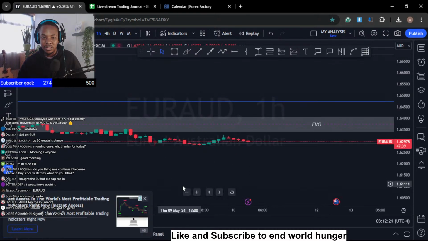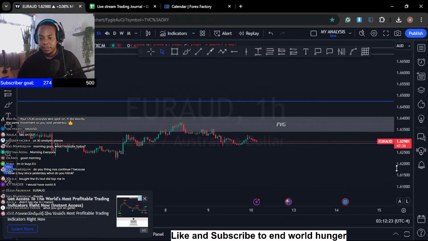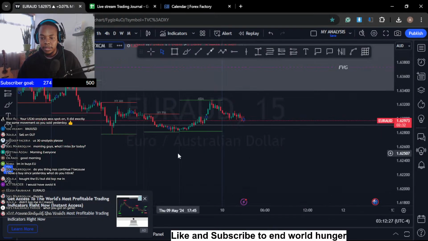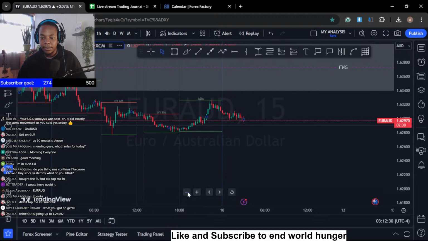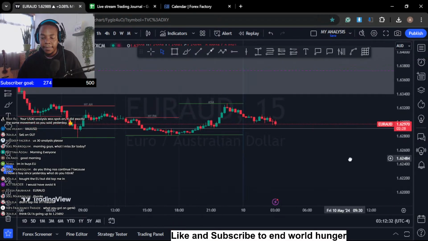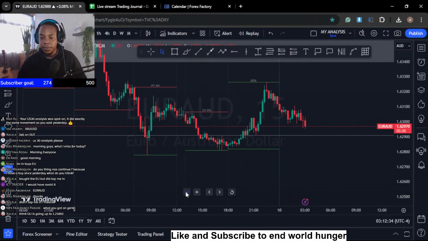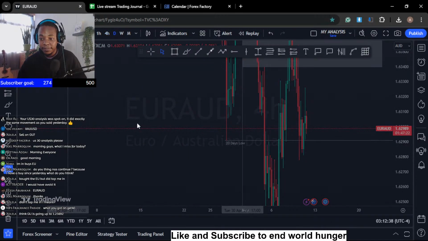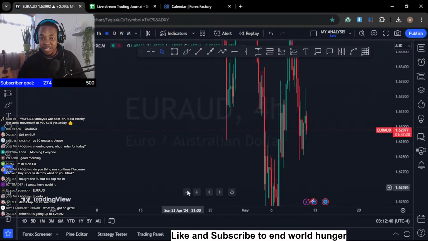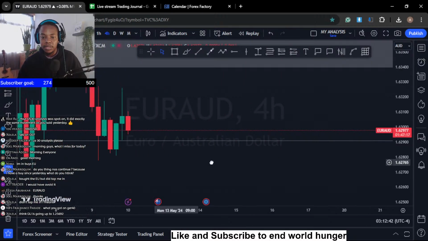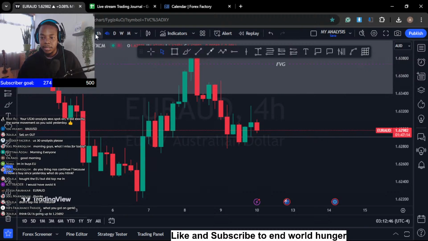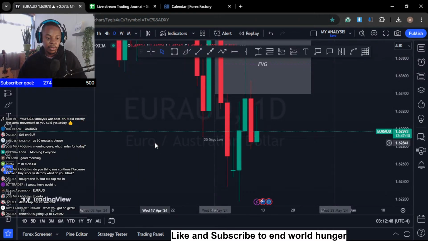So let's take a look at maybe the 1 hour. Yeah, intraday session. We haven't taken out Asia high or low, but looking at the daily candlestick, just reading the daily candlestick, I'm expecting more lower prices on the Euro AUD. That's what I'm expecting. More lower prices on the Euro AUD.